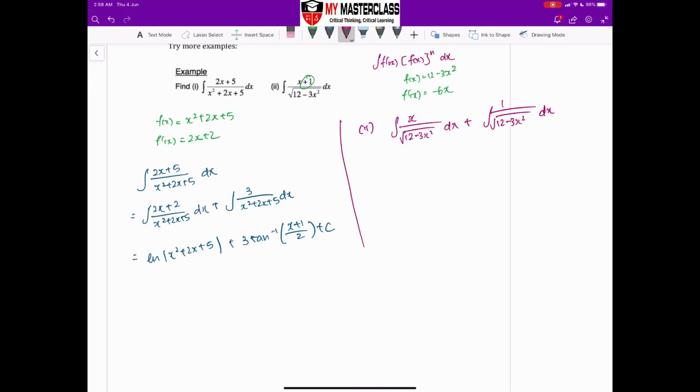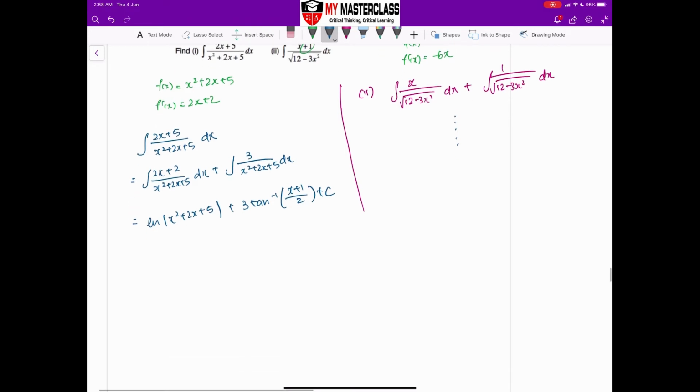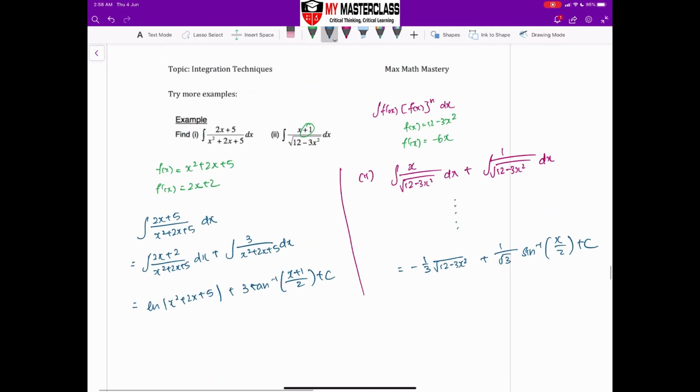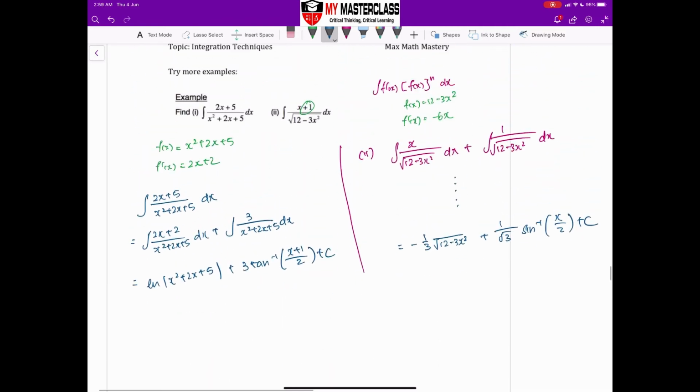I'm going to leave the working to you. You should be able to derive from here such that you only need a minus 6x for the first one. Eventually your answer should be negative 1 over 3 root 12 minus 3x squared plus 1 over root 3 sine inverse x over 2 plus c. Same thing, you should be able to derive the answer. If not, and you are my student, feel free to drop me a message to check where you went wrong. I'm going to focus more on splitting the numerator here instead of the integration portion, because I assume you are already able to do the integration. So I'm going to leave the integration working to you.